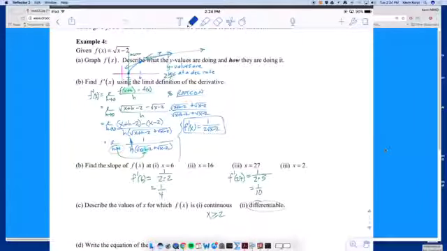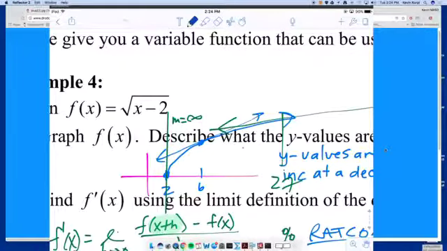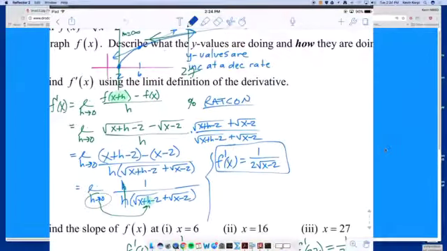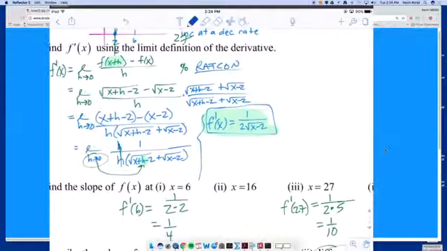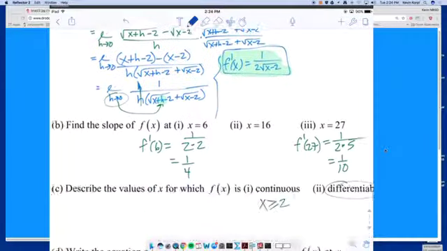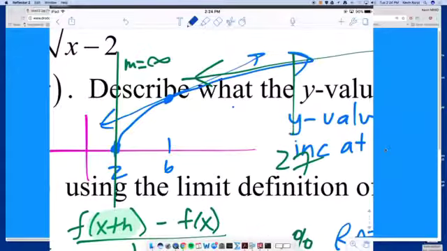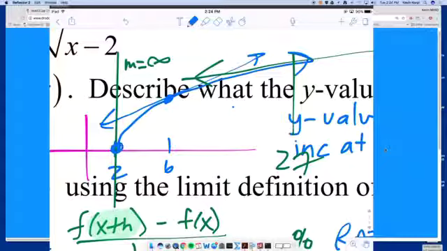All right, so we started off with the function square root of x minus 2, and we drew the graph. We came up with the derivative. F prime of x was 1 over 2 square root of x minus 2. We said that this function was continuous for all x greater than or equal to 2. That means that the function value exists at 2 and everywhere going to the right.